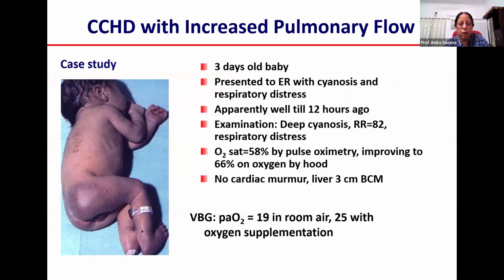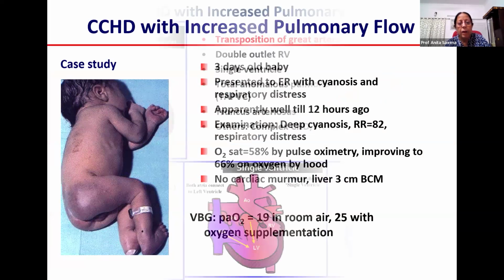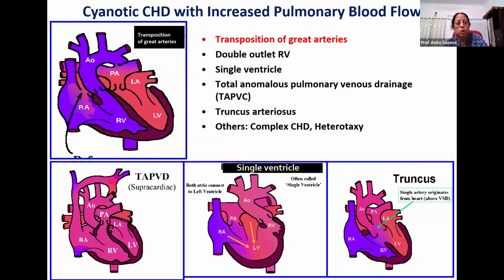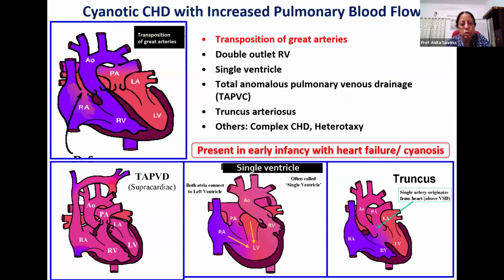This is just a couple of slides for a small baby who presents with failure and deep cyanosis to the emergency room. Here we have to keep these conditions in mind, which some of the pediatric fellows attending this class will be seeing in their emergency. The hallmark is that they would present in early infancy with heart failure and cyanosis. Very few of them are going to make it to adult life.